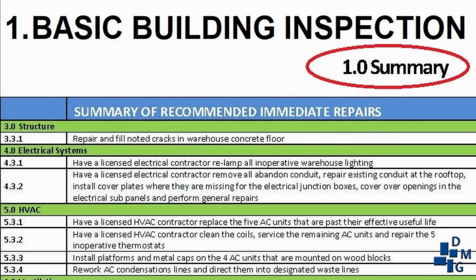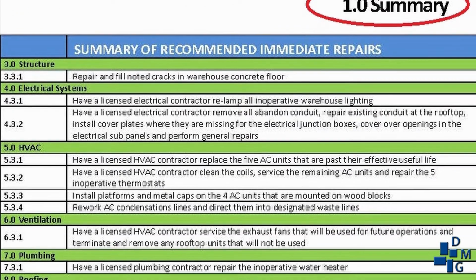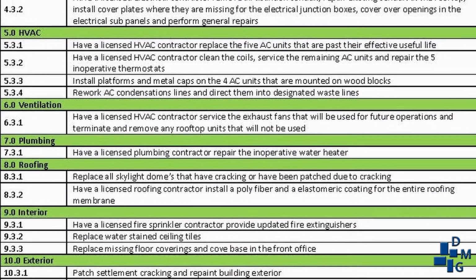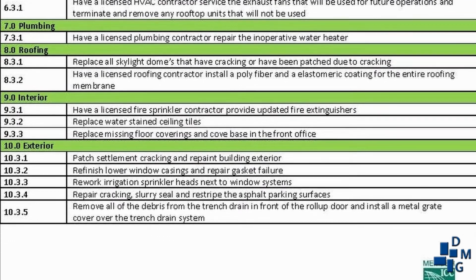For the first one, you're going to have all the details of each, and then you're going to have a 1-page summary of a recommendation. That 1-page summary is basically going to tell you everything that's wrong or everything that needs to be repaired or replaced. With the second one, the building assessment report, it's going to have that same table, except there's going to be cost to it.